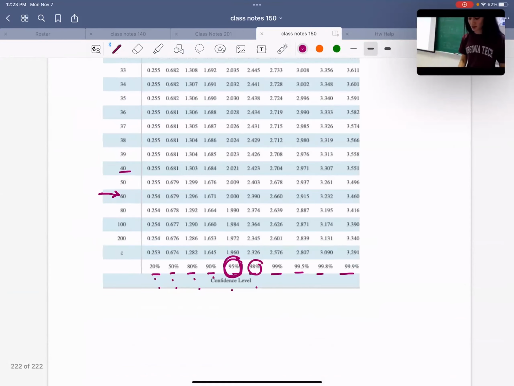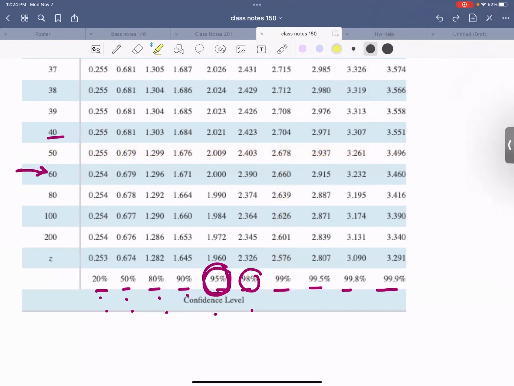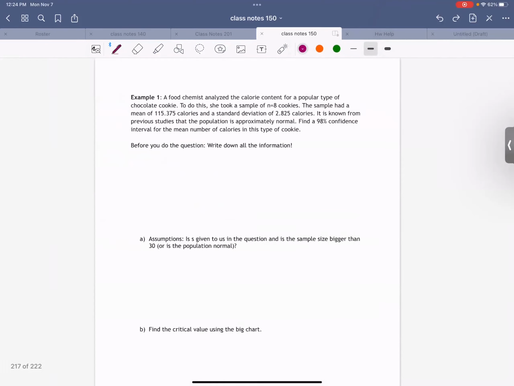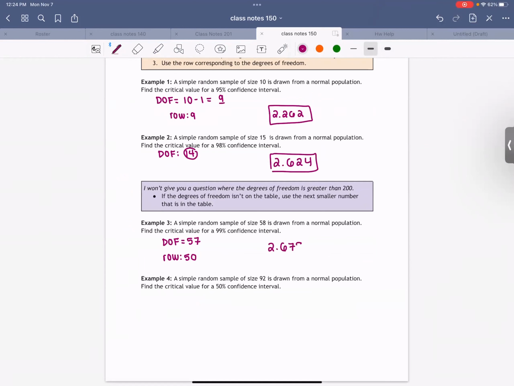Going back to my chart, I don't like switching back and forth. We're going to take a look at this row, and the column we're going to use is the 99. So it looks like my critical value is 2.678 here. So we're going to use 2.678. All right, does that make sense? Let me have you try example 4. And if that doesn't make sense, then I think it will clear up when we go through this one.